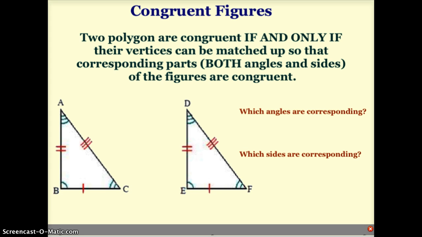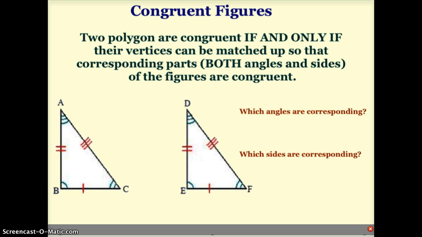Take a look at these two triangles. I'm going to tell you that these two triangles may be congruent. So what I need to do first is take a look at the angle measures. Angle A has 3 arcs. Angle D has 3 arcs, so those two angles are congruent. Angle B has 1 arc. Angle E has 1 arc, so those two angles are congruent. Angle C has 2. Angle F has 2. Those angles are congruent. Therefore, all 3 angles are congruent.